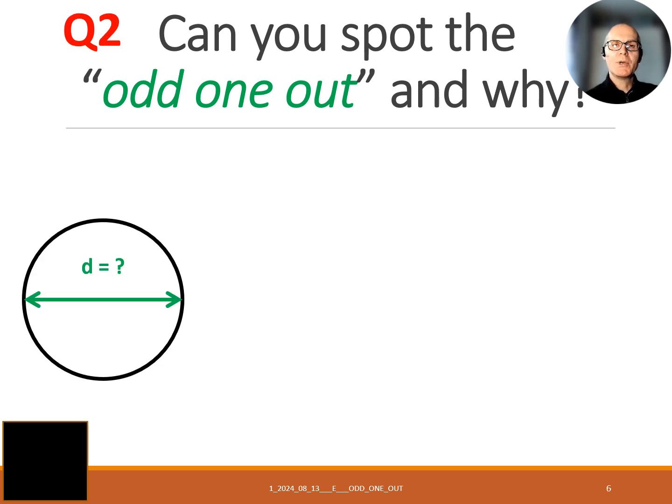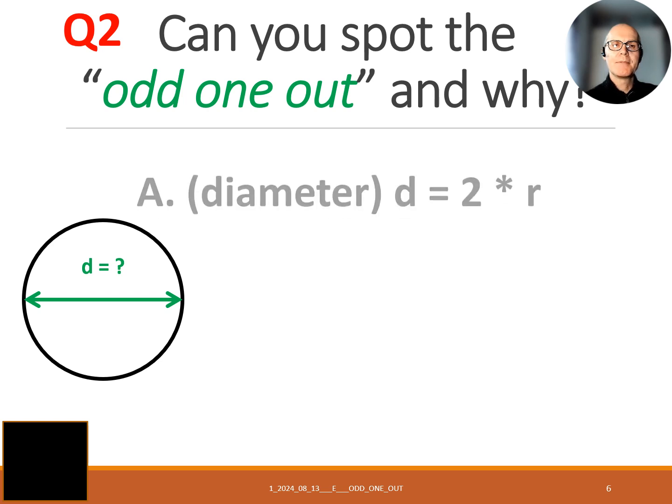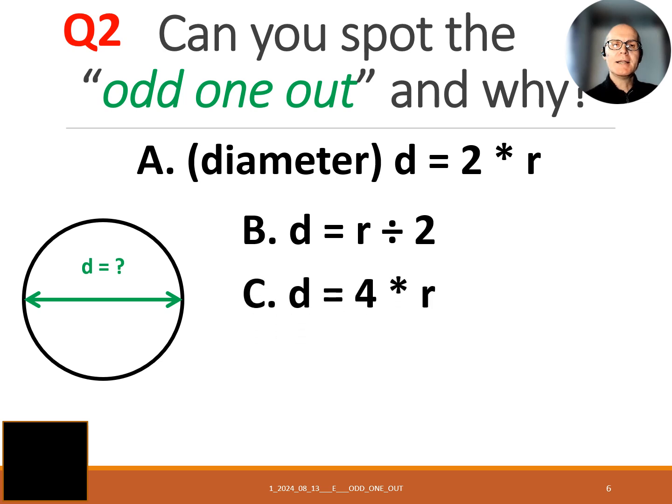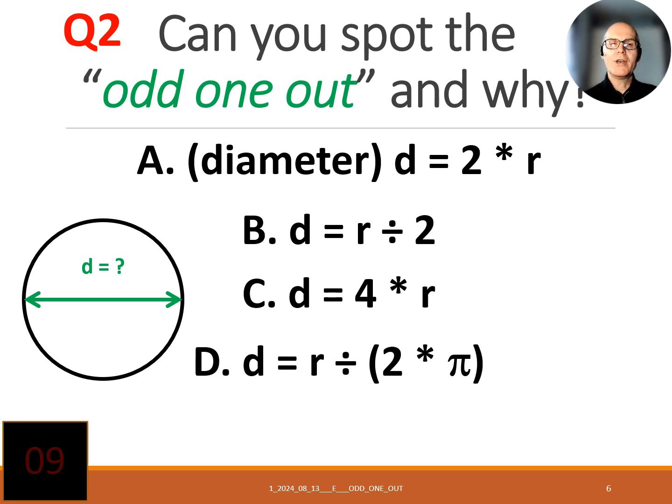Question 2 is a question about the formula for D, diameter. Is it D equals 2 times R, R standing for radius? Is it D equals R divided by 2? Is it D equals 4 times R? Or is it D equals R divided by 2 times pi?